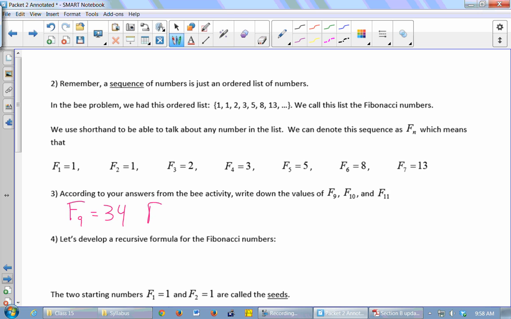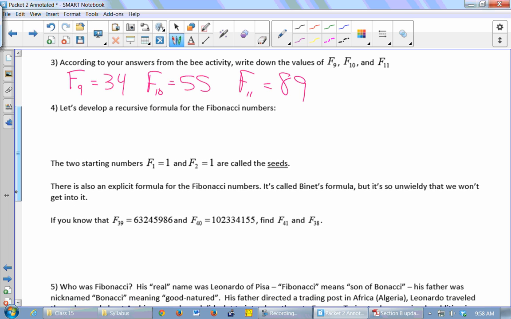34, and F10 was 55. And what would F11 be? 89, 34 plus 55. Yeah. So a recursive formula for the Fibonacci numbers. So we just wrote it down, we'll do it again.